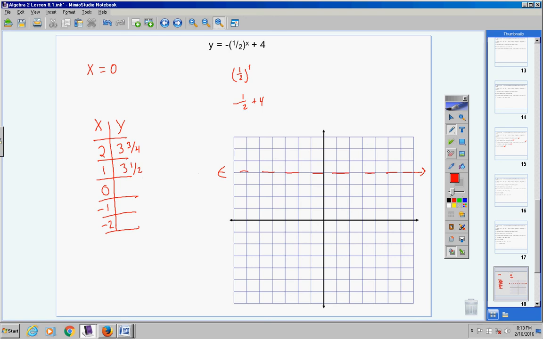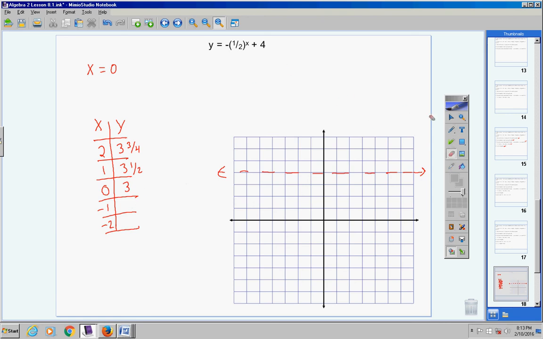Now we'll put a 0 in for x, okay? A 0. Well, anything to the 0 power is 1. So 1/2 to the 0 power is 1. Don't forget that. Anything to the 0 power is not 0. Anything to the 0 power is 1, okay? So 1/2 to the 0 power is 1. Bring down your negative sign, and then bring down your positive 4. Negative 1 plus 4, 3.